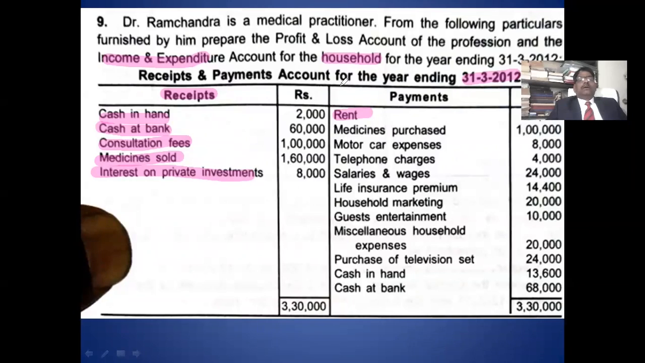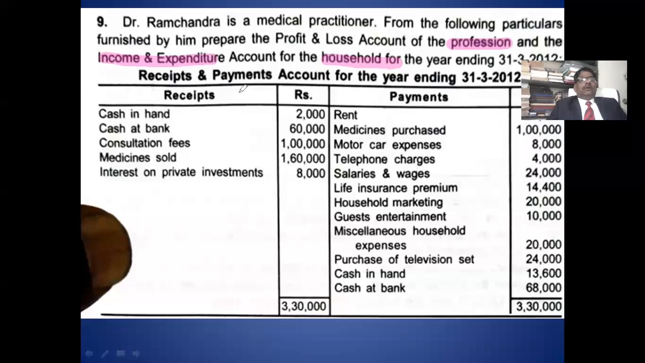Mr. Ramchandra is a doctor, a medical practitioner. He gives the following information, which is connected with his household and profession. We are asked to prepare a profit and loss account for the profession, and an income and expenditure account for the household.